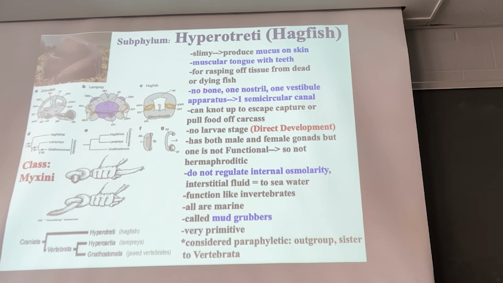So they have no bone. They're all cartilage. This is a hagfish up here. They have one nostril on top. That's where their name comes from. One vestibule. The vestibule is the cavity where the semicircular canal begins, where the fluid kind of runs to, is into the vestibule. So they have one vestibule. Everybody has one vestibule. And they have one semicircular canal, which is what is really different about this group compared to all the other vertebrates.